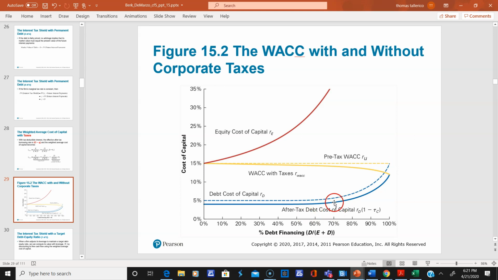Here's your after-tax debt cost of capital. This is the portion that begins to pull this down. Everyone see that? So here's your debt cost of capital, and here's your after-tax debt cost of capital. You notice this is lower than that, right? So this portion tends to pull your weighted average cost of capital down, even though your equity cost of capital goes up here. You notice your equity cost of capital going up here.